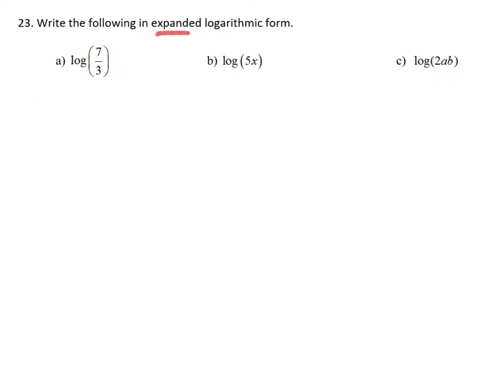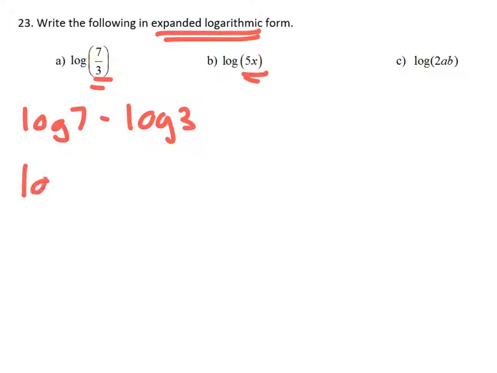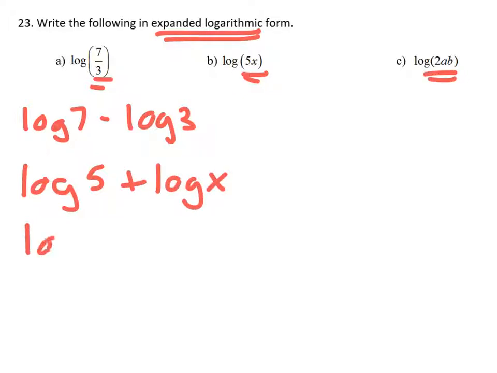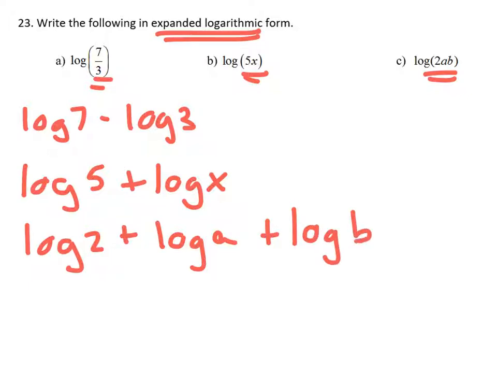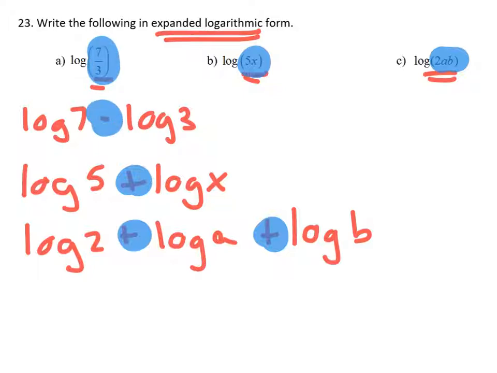Here we are just going to expand it using log rules. We know that division means subtraction, so this would be log 7 minus log 3. Here we know multiplication would be addition, so log 5 plus log of x. Here you have three things being multiplied. That would be the log of 2 plus the log of a plus the log of b. Remember that when things are being multiplied, we add. Multiplication means adding. Division means subtraction.